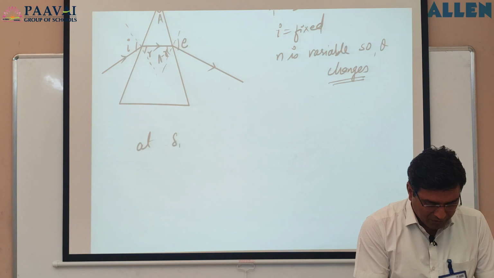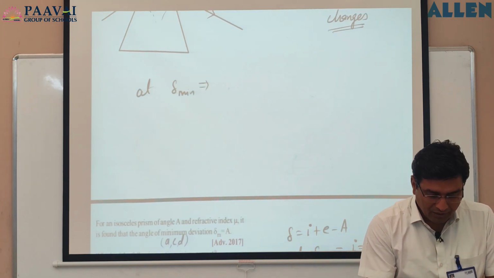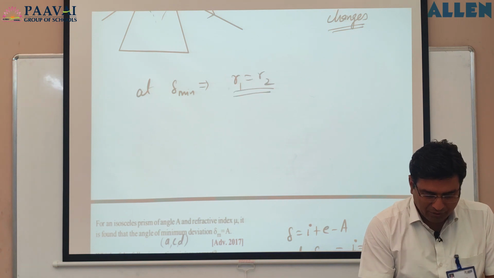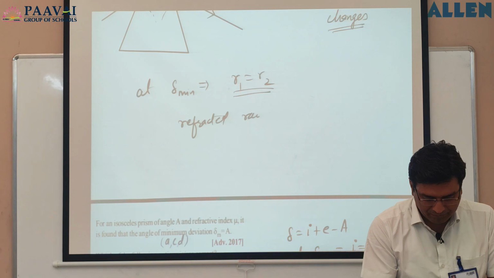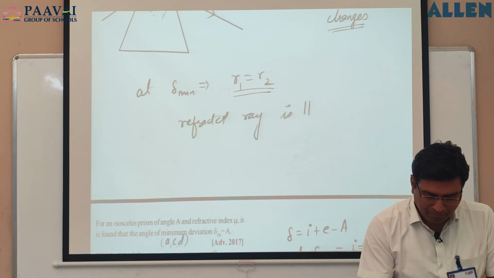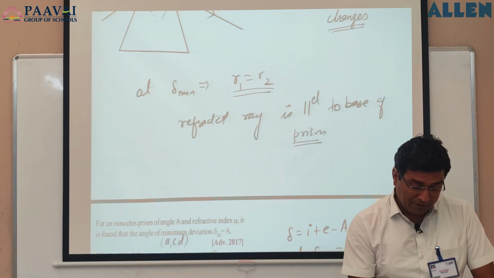At minimum deviation, angle R1 equals R2. It means our refracted ray is parallel to the base of the prism. Okay, the base of the prism.